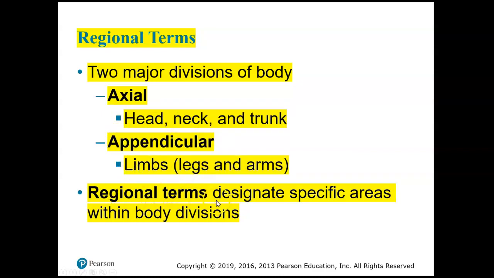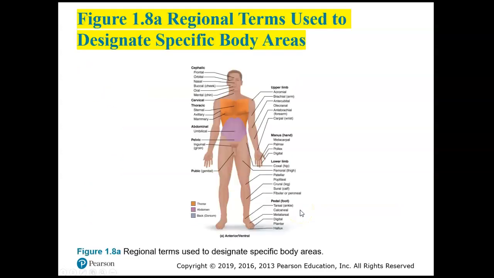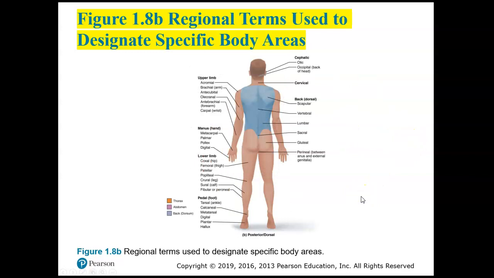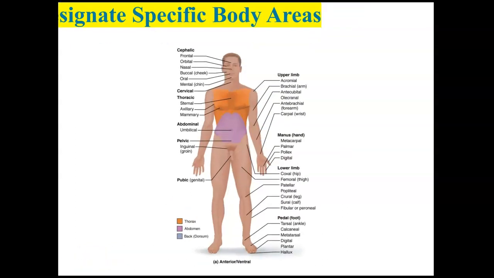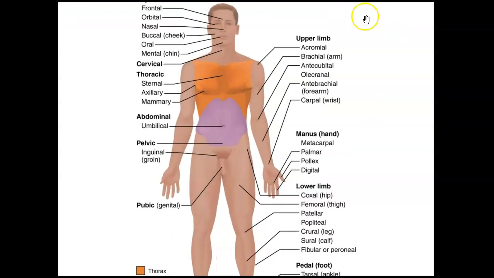And then we have regional terms that designate specific areas. So you need to know figure 1.8a and this next one, figure 1.8b. All right, so let's go back to 1.8a and I will do my best to pronounce all these terms for you.